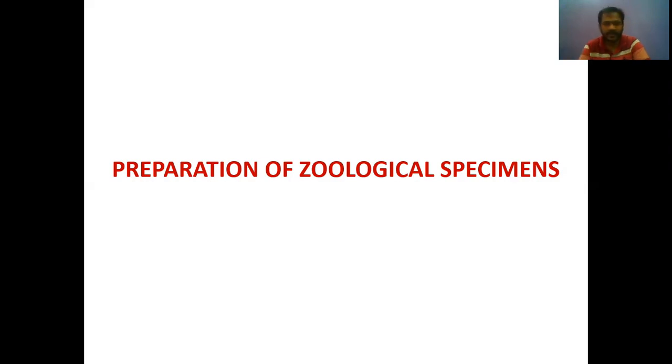So zoological specimen collection has many steps, like collection in the field. After collecting, you take the specimens to the lab and preserve them, curate them, and of course, for all the basics, you must know the definition of taxonomy.